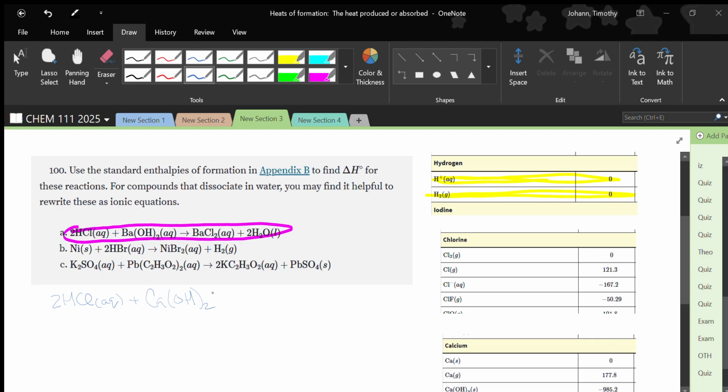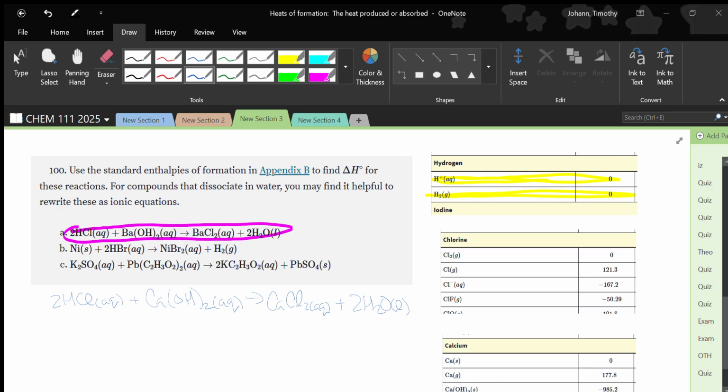For barium, it wasn't. And so then that's going to form calcium chloride aqueous plus 2H2O liquid. So what we need to do with this then is write our net ionic equation.